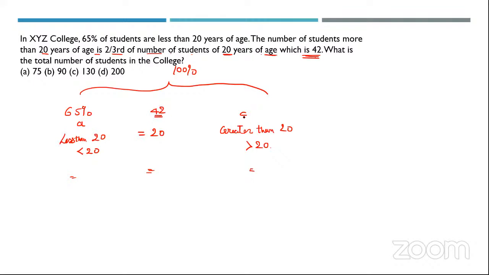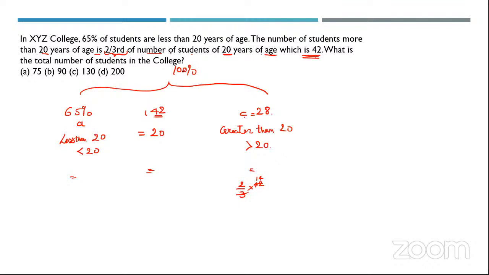If this is 42, can I calculate C? They're saying 2/3 of the number of 20 years of age. So C will be equal to what? 2/3 of 42. 2/3 of 42 is 28.